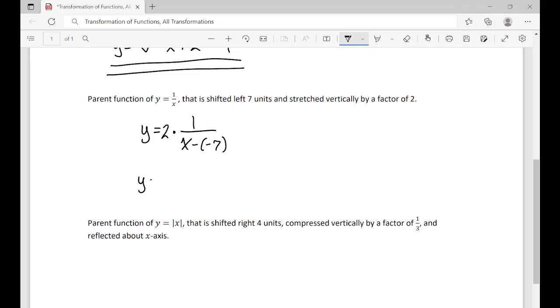And we can clean this up a little bit. We can move the 2 on top, like so. And then double negatives, we can say x plus 7, like so. And this would be the new transformed function.